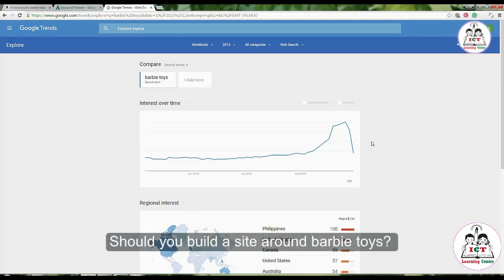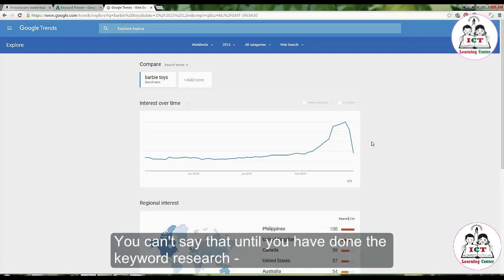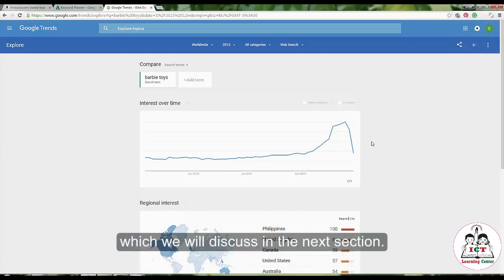Should you build a site around Barbie toys? You can't say that until you have done the keyword research, which we will discuss in the next section.